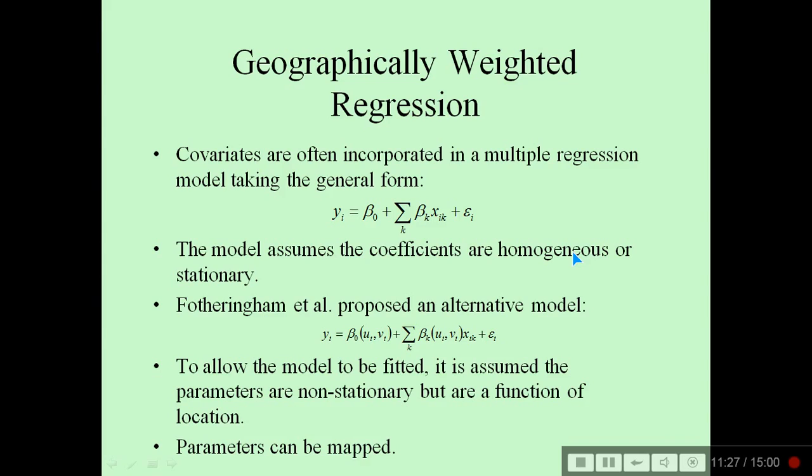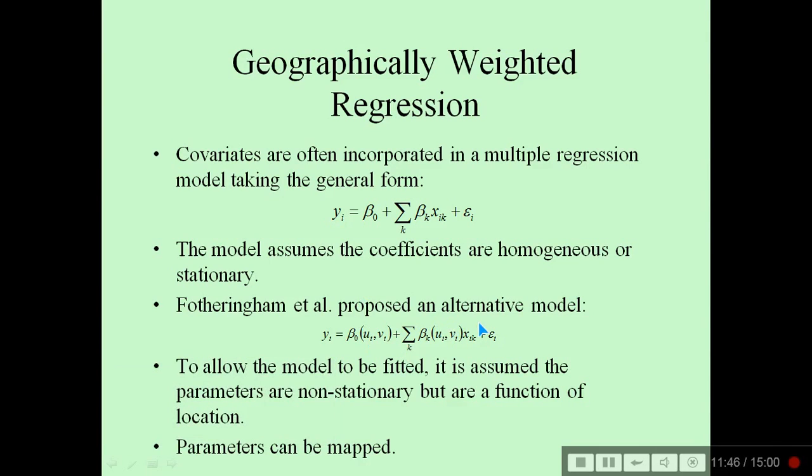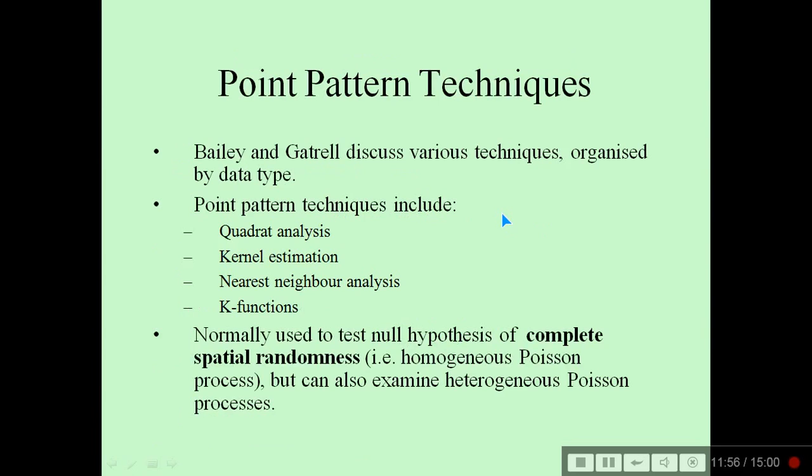So geographically weighted regression. Covariates are often incorporated in a multiple regression model taking the general form. This is the form, and the model assumes the coefficients are homogeneous or stationary. So this gentleman proposed an alternative model. This is the alternative model. See, we have some additions here to allow the model to be fitted. It is assumed the parameters are non-stationary but are a function of location. So parameters can be mapped.